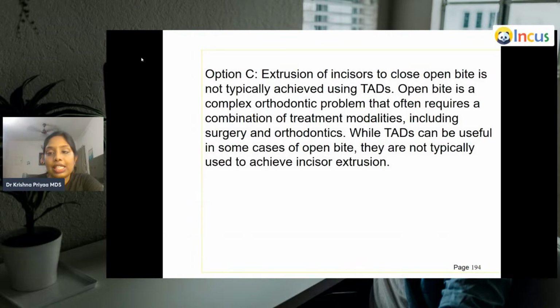So here, extrusion of incisors to close the open bite, right? It's not typically achieved because generally we want the tooth to extrude, right? If at all it is necessary to use a TAD, then we use the TAD between the lower incisors and the canine region on both sides. It is a rarely used scenario in order to achieve an incisor extrusion.